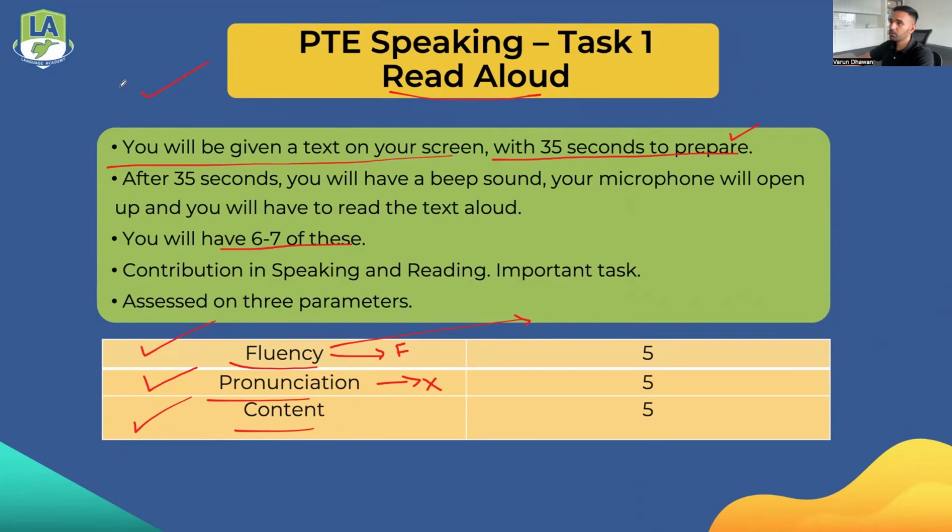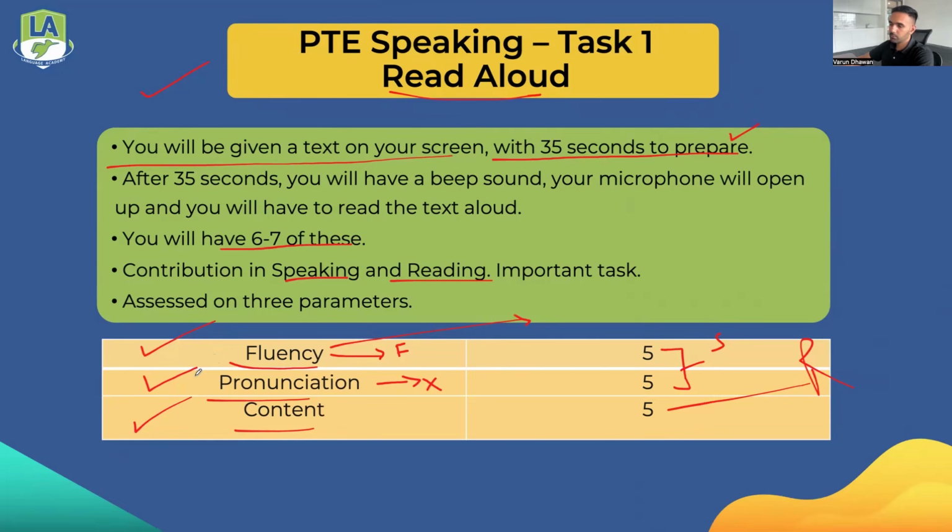This is a super important question type. Why? Because this contributes in speaking as well as in reading. Your fluency and pronunciation scores will go in speaking, and your content scores will go in reading. Remember this thing. To get full points in fluency, you have to make sure you speak in a smooth flow, avoid any kind of unnatural pauses, but you can take natural pauses.